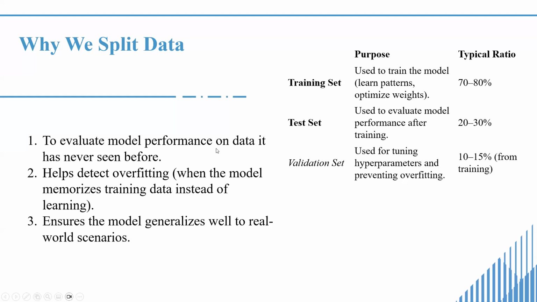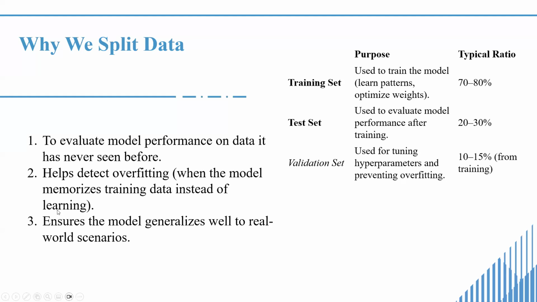So evaluate model performance on data it has never seen before, which helps detect overfitting, that is when the model memorizes training data instead of learning. Sometimes the model is memorizing what you are giving. For example, it's like cramming: you give a student something to read, he will already read the words, and when you ask, he will give you the same. But if you change the question a little bit, he cannot answer your question. So that's memorizing instead of learning.